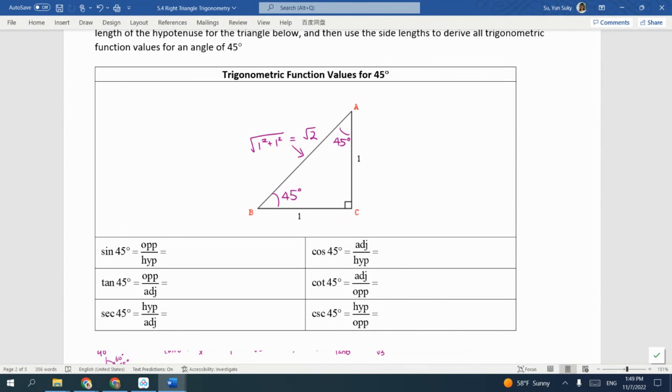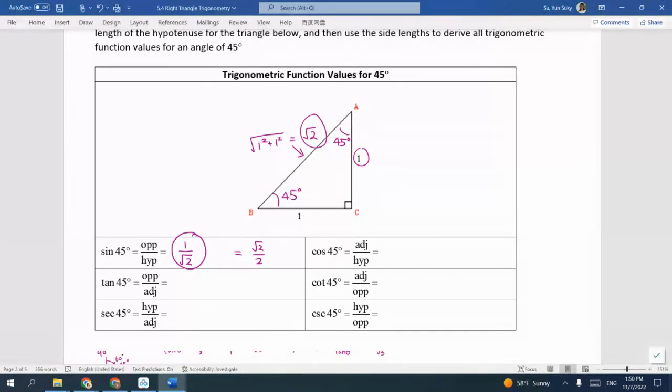Therefore, what is sine 45 degrees? Let's say this is the angle. Sine 45 degrees is opposite over hypotenuse. So that's why we have 1 over root 2. By the way, 1 over root 2 is the same as root 2 over 2. But I prefer 1 over root 2 because I love the simple form.